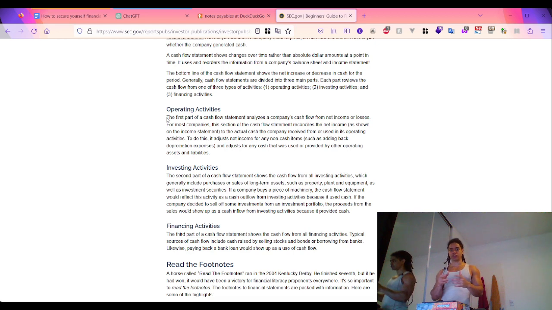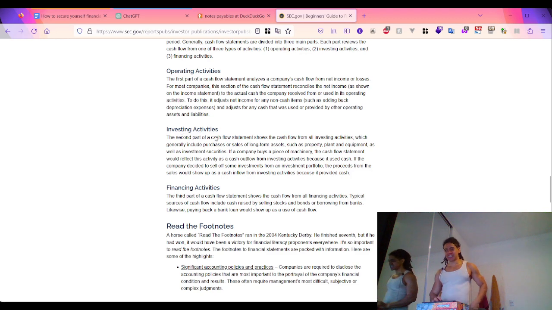To do this, it first adjusts the net income for non-cash items, items that affect the income statement such as depreciation and amortization and stock compensation, and adjusts for any cash that was used or provided by other operating assets and liabilities. So these are two reconciliations, or two adjustments. The first is the net income for any non-cash items, and the second is the total cash that was used or received from other operating assets and liabilities.